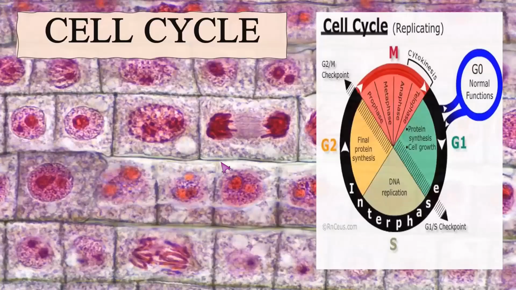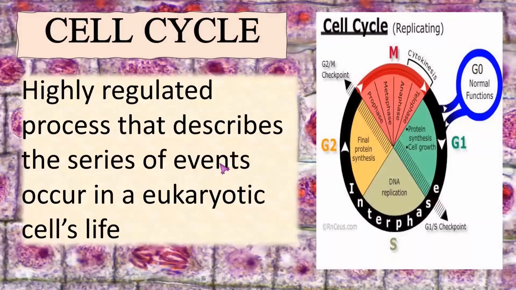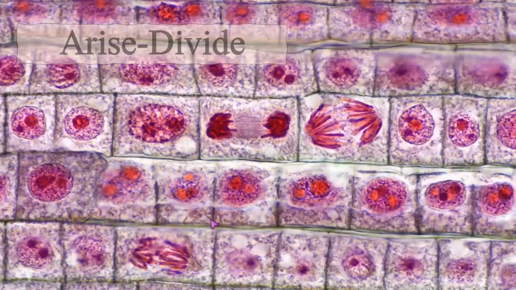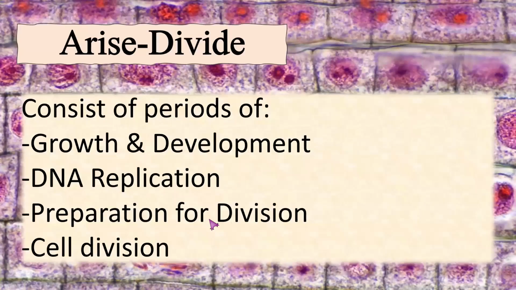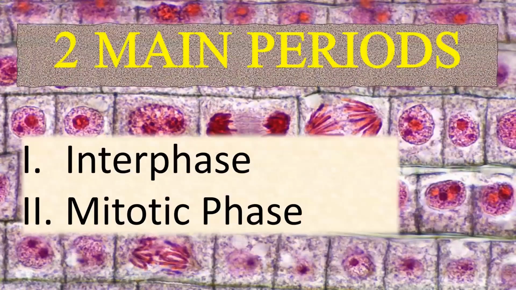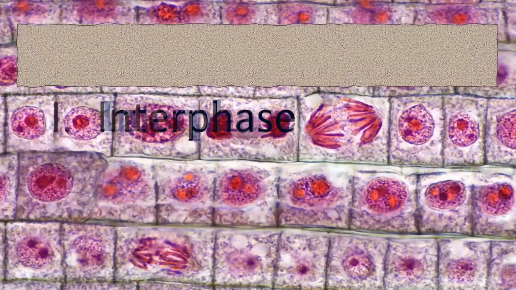Next is the cell cycle. The cell cycle is a highly regulated process that describes the series of events that occur in a eukaryotic cell's life. And the main point here is to arise and divide. It consists of periods of growth and development, DNA replication, preparation for division, and cell division. The two main periods include interphase and mitotic phase.